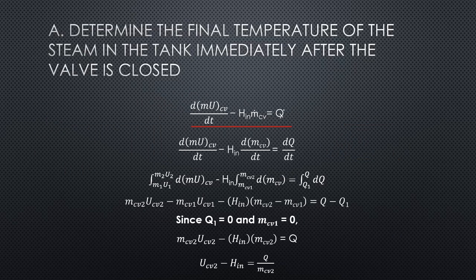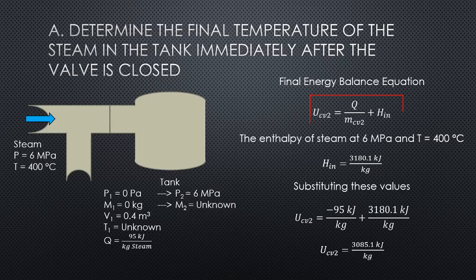Since m dot and q dot can be expressed as derivatives with respect to time, the equation now changes to this. By multiplying dt in both sides and integration, the energy balance now results into this. Since Q1 is equal to 0 and the mass of the control volume initially is equal to 0, it now results to this. By dividing both sides with the mass of the control volume at final states, it results into this final equation. This is the final energy balance equation, which will be used to analyze the system.